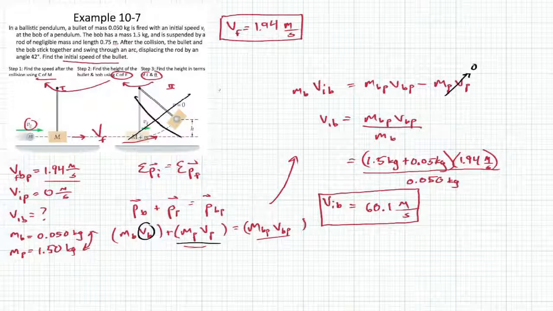So there you have it. That's example 10.7. And I hope that gives you a better understanding of the relationship between conservation of energy, momentum, and trig as well. So that's it. I'll see you on the next video.